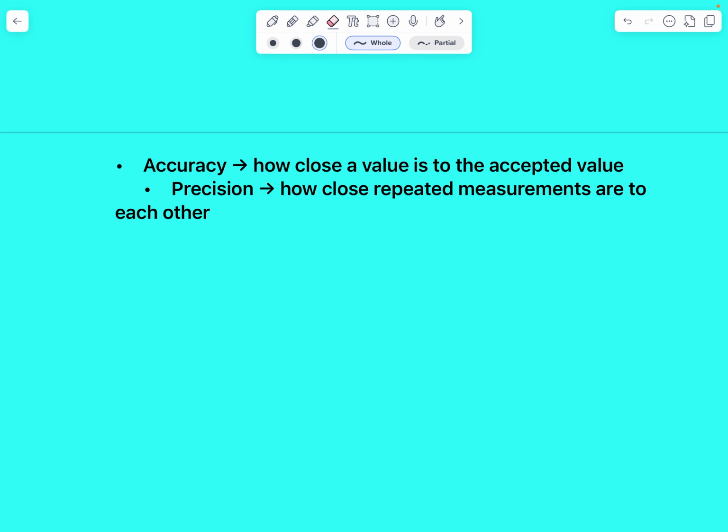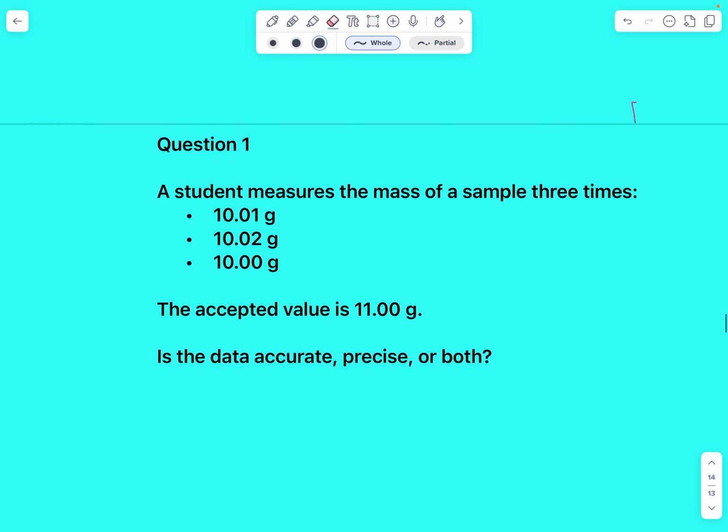Accuracy versus precision. Accuracy means how close a value is to the accepted value. Precision is how close repeated measurements are to each other. So essentially, accuracy asks, am I close to the truth? Precision asks, am I consistent? Let's try this out on a practice problem.